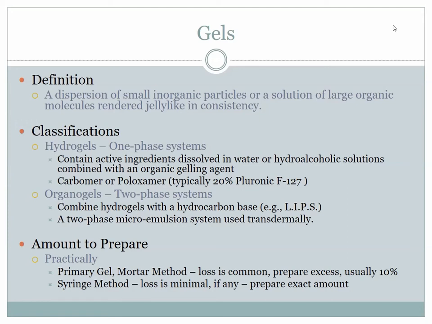So if you actually want the drug in your gel to penetrate through the skin and be absorbed into the body, even if it's just locally, then you want to add a skin modifier like LIPS. And that takes your hydrogel and makes it what we call an organogel. So an organogel is a gel that contains a skin modifier like LIPS to enhance drug absorption. And there's a lot of these coming on the market now.